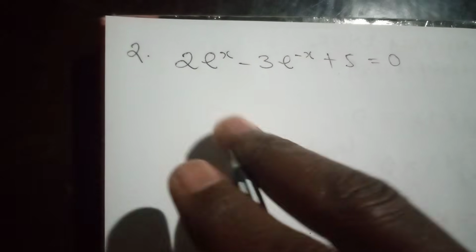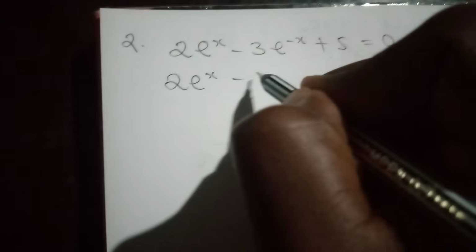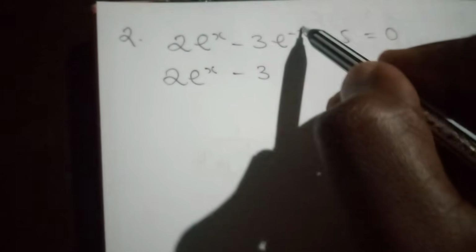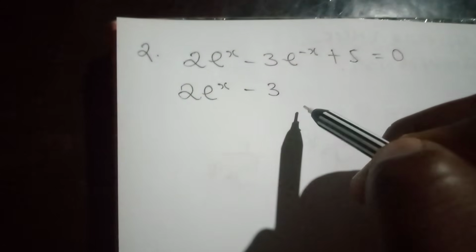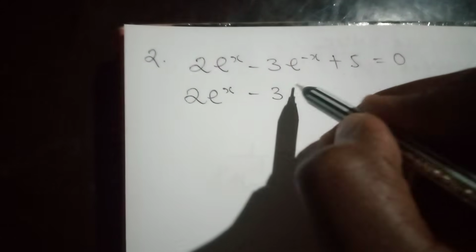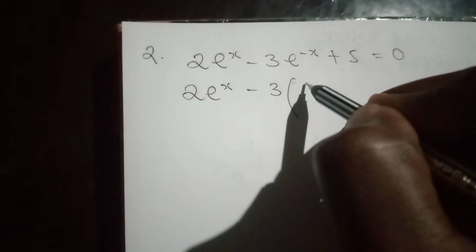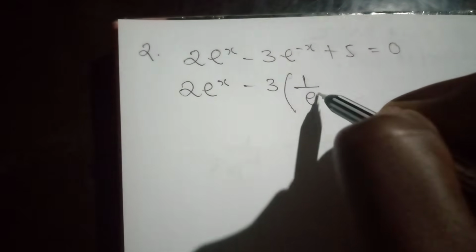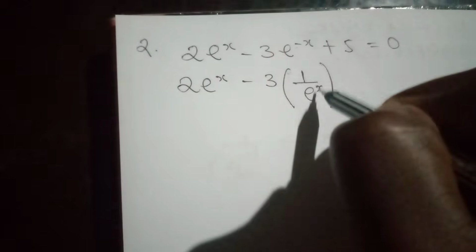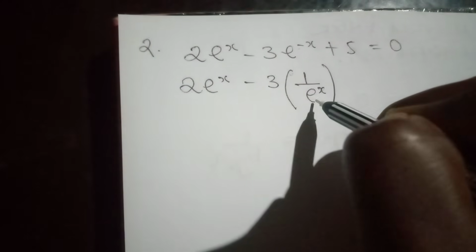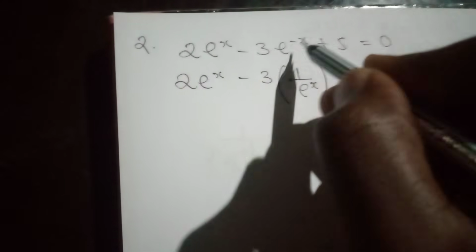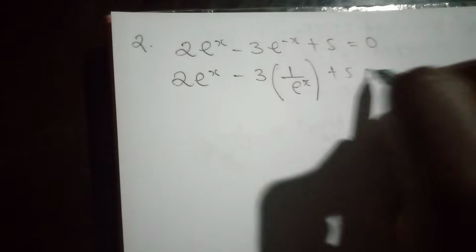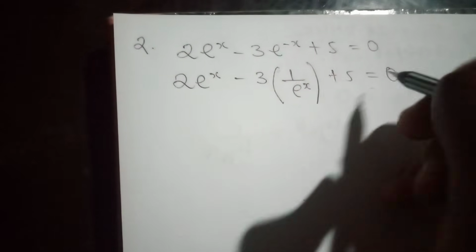First, you simplify the entire equation that you have been given. Let me rewrite. That is 2e to the power x minus 3. So I'm going to change this part alone. Since there is a negative, I'm going to introduce 1 over e to the x. The way I've written there is the same as writing like that. So plus 5 is equal to 0.